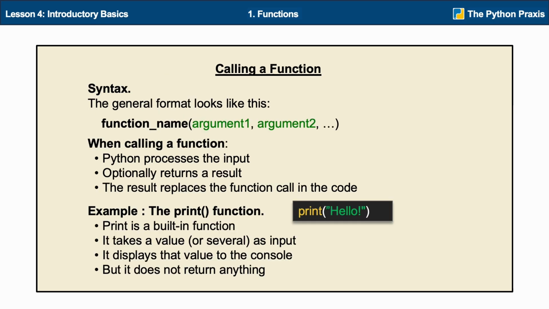Here's the syntax for using a function. We write the function's name followed by parentheses. Inside those parentheses we can pass one or more arguments. Example: print("hello"). In this case, print is a built-in function that takes your message and shows it on screen. It doesn't return anything, it just prints. So remember, when you call a function, Python processes the input, optionally returns a result, and then replaces the whole function call with that result in your code.